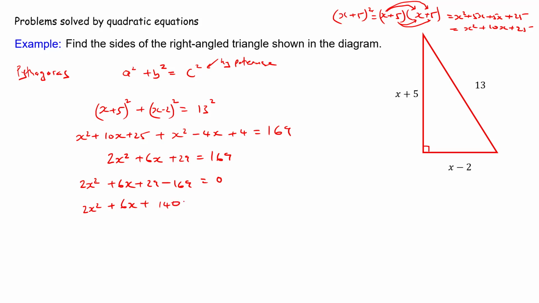Whoops, it's not plus, is it? It's minus 140.